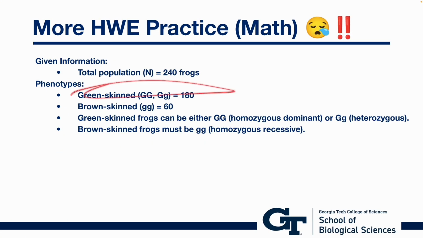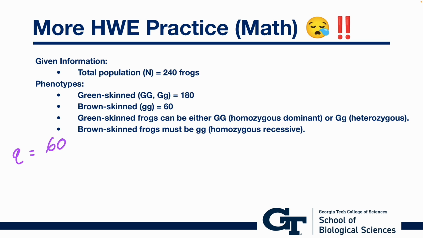We have our green skin frogs and our brown skin frogs, and we're told that they can either be homozygous recessive or dominant or heterozygous. So let's start by finding P and Q, and then doing our Hardy-Weinberg math. The only thing I can find right now from this data is what Q is equal to. Our green skin frogs can either be homozygous or heterozygous, so we can't work with that right now. But the only brown frogs are homozygous recessive, so we can work with that.